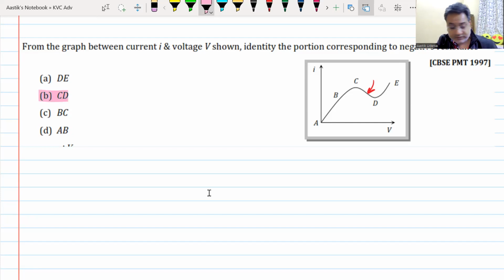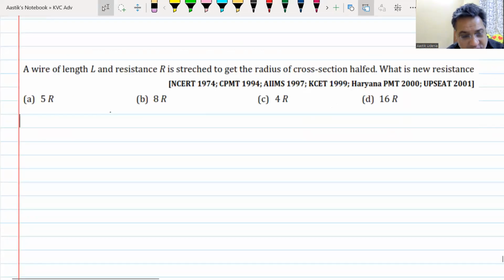That takes us to the next question, and the next question is this one. Many questions of this type have come even in the last session. I saw a couple of questions in different sessions based on this. A wire of length L and resistance R is stretched so that the radius of cross section is halved. What is the new resistance of the wire? Radius of the cross section is halved. I'll give you a minute to give me the answer.